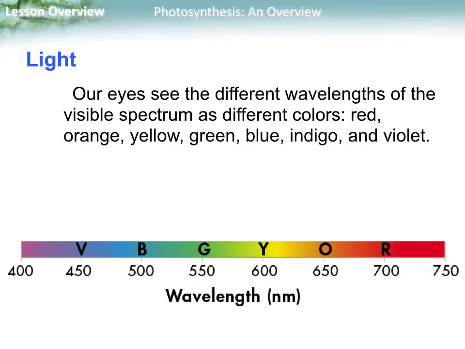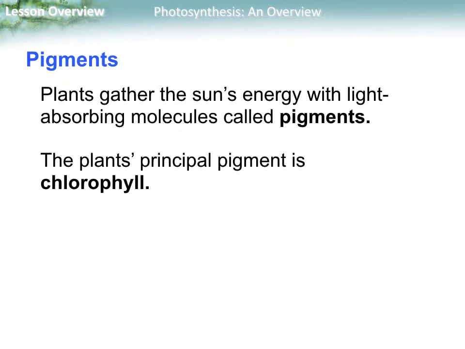Light is what our eyes are able to see in the different wavelengths of the visible spectrum. And like we said, they're red, orange, yellow, green, blue, indigo, and violet. Pigments, this is what the plants have that gathers the sunlight and energy with light-absorbing molecules. Okay, those things are called pigments, and the plant's principal pigment is chlorophyll.